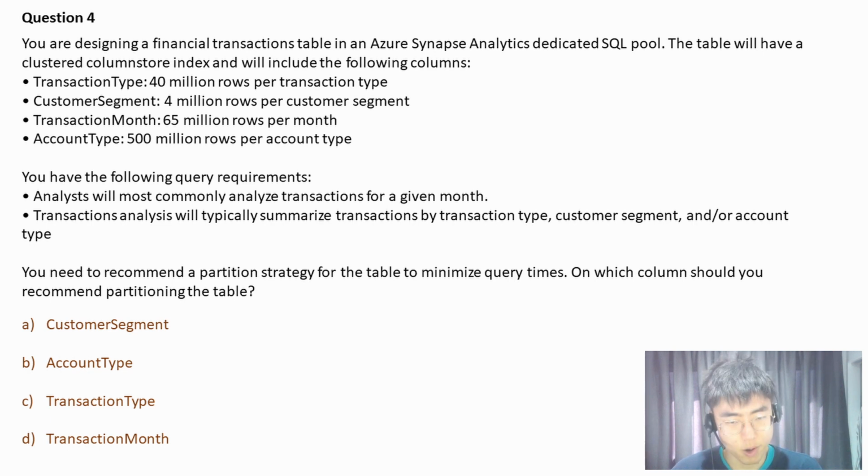You have the following query requirements. An analyst will most commonly analyze transactions for a given month. Transaction analysis will typically summarize transactions by transaction type, customer segment, and/or account type. You need to recommend a partition strategy for the table to minimize query times. On which column should you recommend partitioning the table? Partitioning, as you may already know, is a way of dividing the data for our usage pattern.